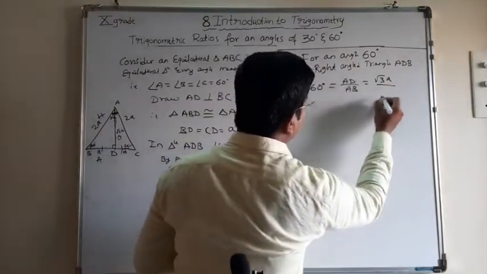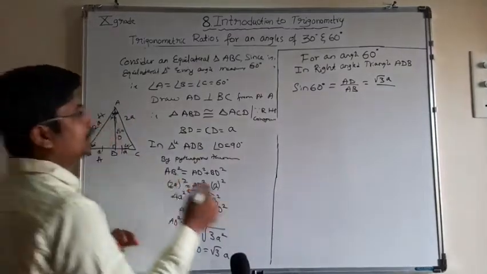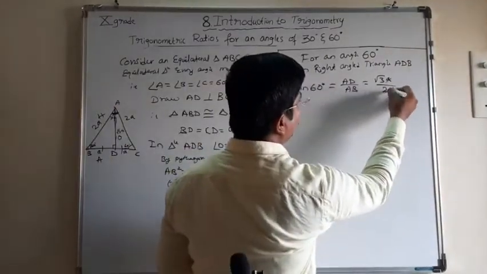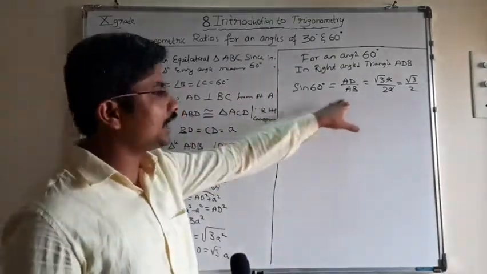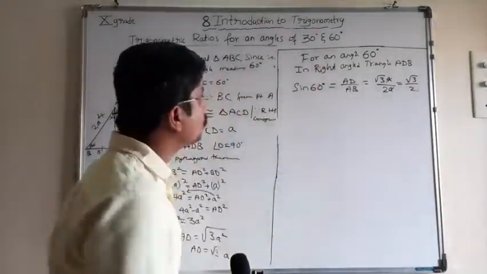Root 3a divided by ab, that is 2a. The a will get cancelled, we are left with root 3 by 2. Therefore sin 60 degree is equal to root 3 by 2.